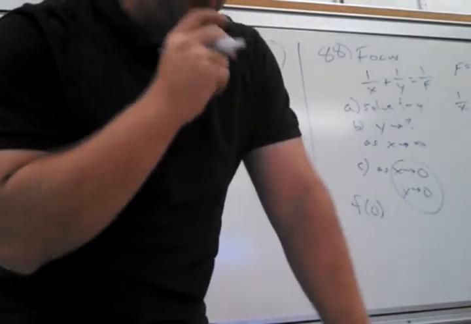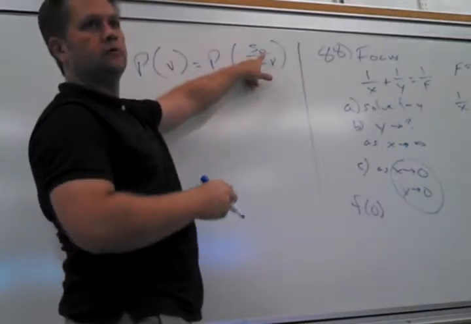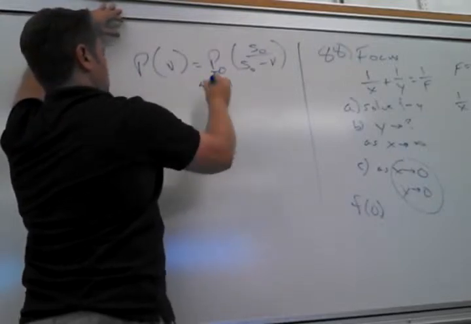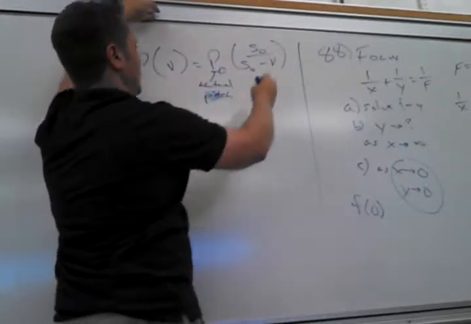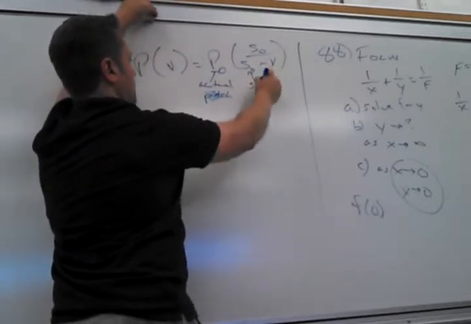P naught is the actual pitch, and the speed of sound in air is S naught. This is the actual sound, the actual pitch. Not pitch, Jeff, pitch. In my head it said pitch, and it started writing. This is the speed of sound in air.